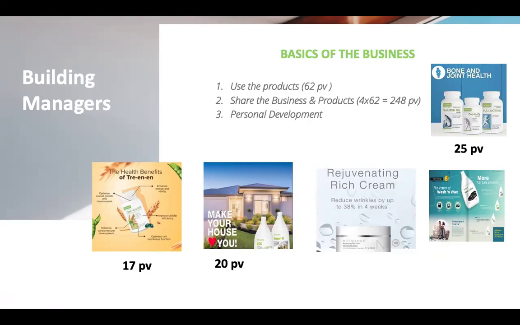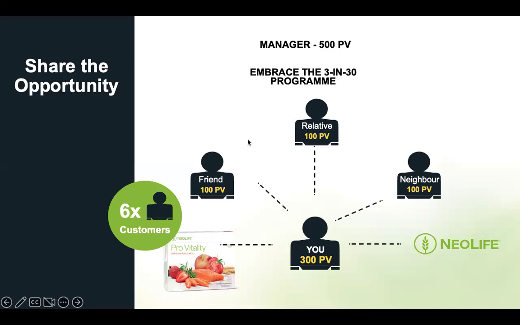And when you've built a manager business, the people you've brought into the business, teach them also to become managers. That's how you build an organization, all right? So manager structure, very simple. Use the products, get some customers, eventually you'll be able to reach 300 PV. If you've got 6 to 8 customers who buy products from you, and you're also using the products, it's quite easy to reach 300 PV.